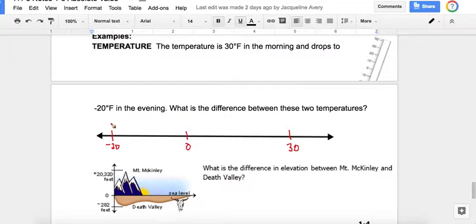So what I would do is mark these off from 0. So I connect negative 20 to 0, and how far is that away? 20. And then I connect 0 to 30. And how far is that away? 30. So if I count 20 and then 30 more, how much is that? Hopefully you said 50. So the answer is 50 degrees. And I'm going to go ahead and circle it so this stands out as my answer.